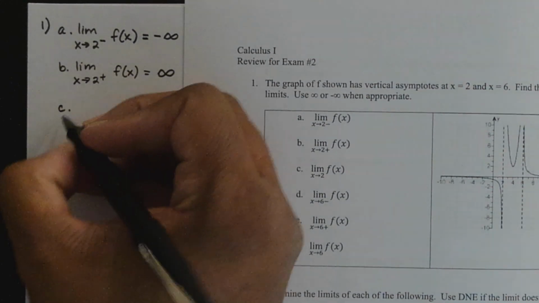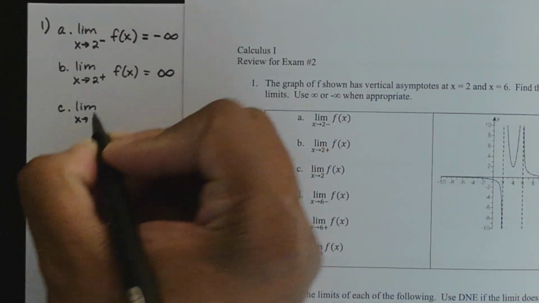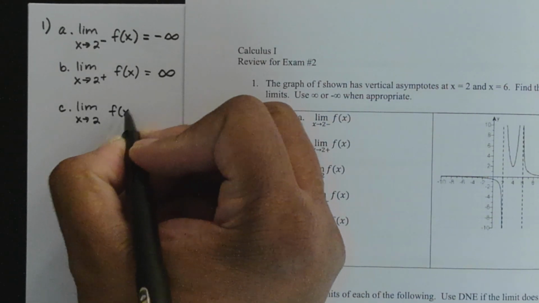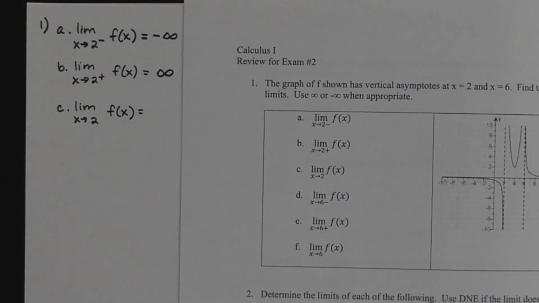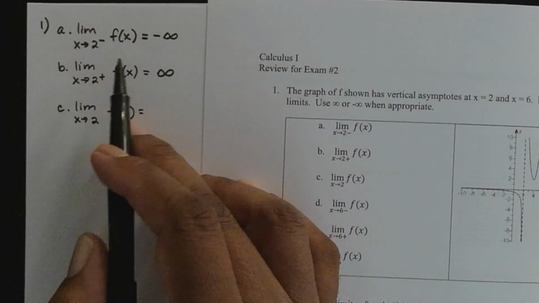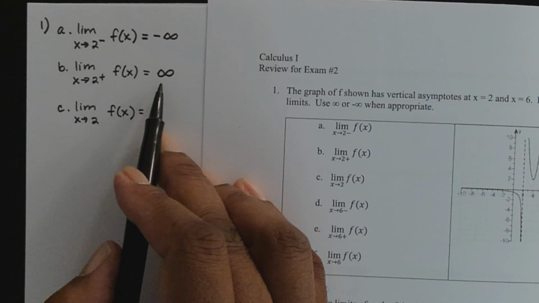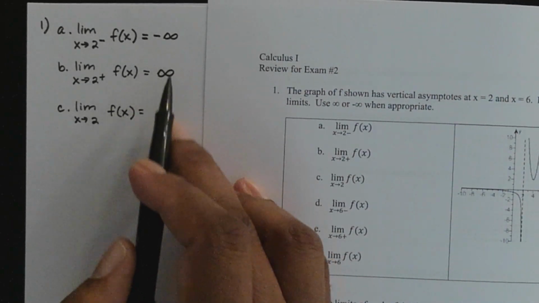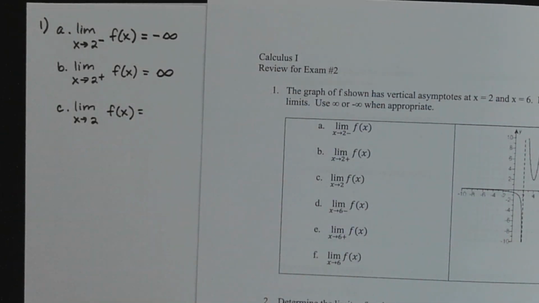Now part C is the limit as x approaches 2 itself of f of x. Now if it's just approaching 2, that means what? Does not exist. Because notice on the left of 2 it's going to negative infinity, and to the right of 2 it's going to positive infinity. It has to be going in the same direction in order for that limit to exist.